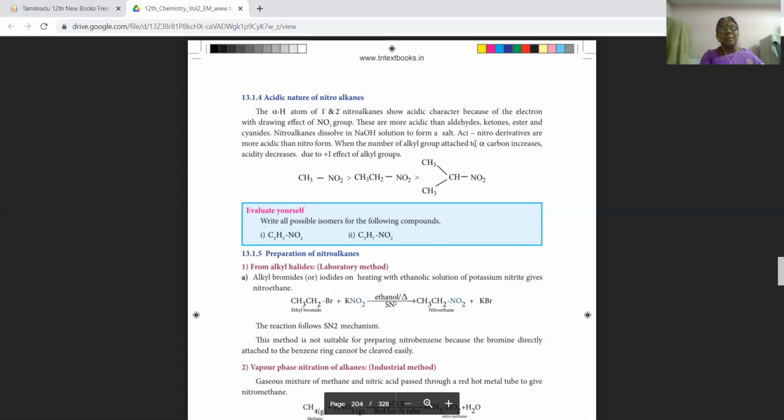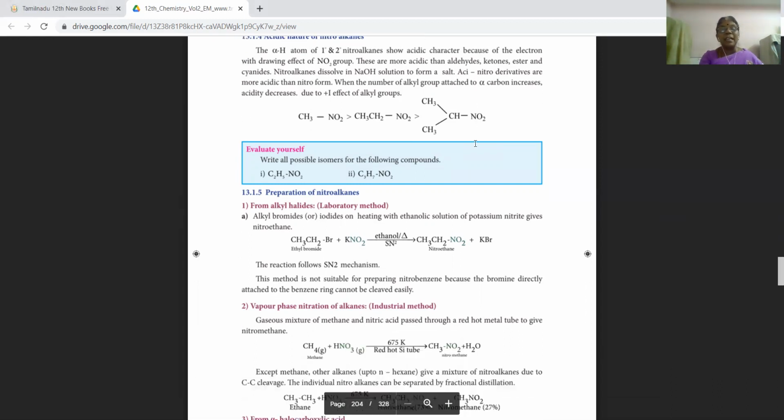See here in the example CH3NO2. In the first one, only one alkyl group is there, so it is more acidic. Next, you have CH3CH2NO2. So you have two carbons, and with the increase in the alkyl groups the acidity decreases. In the next one, you have (CH3)2CHNO2. That means the carbon is having two methyl groups. So as the number of methyl groups increases, the acidic character decreases.